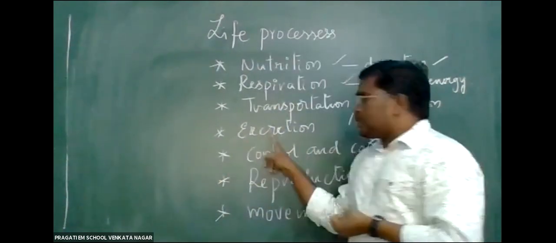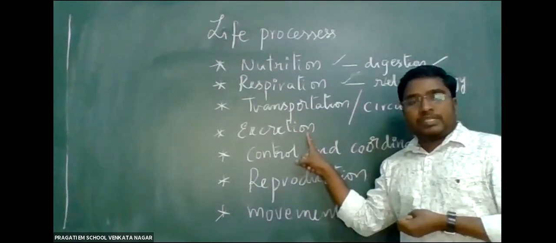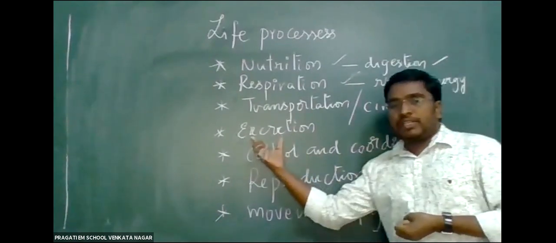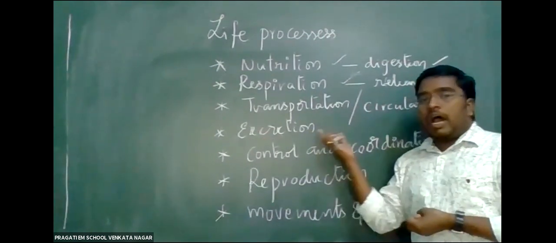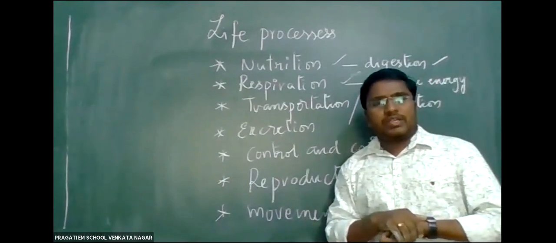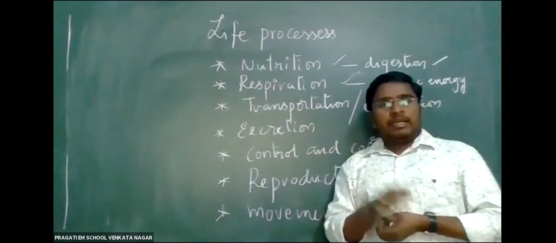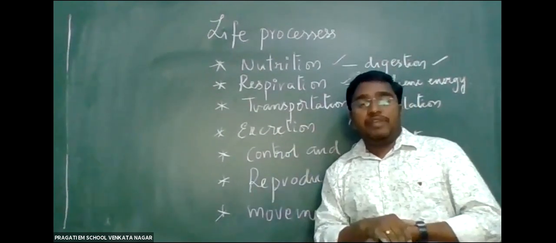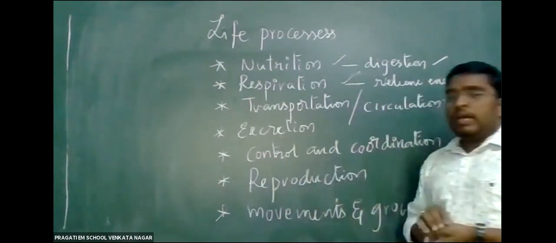So, excretion is a process to remove harmful substances from the living organisms. The process of excretion removes harmful substances like poisonous ammonia, urea, and uric acid. These substances need to be removed from the living organisms for their survival. So this is about excretion.